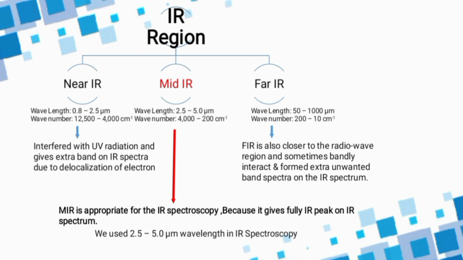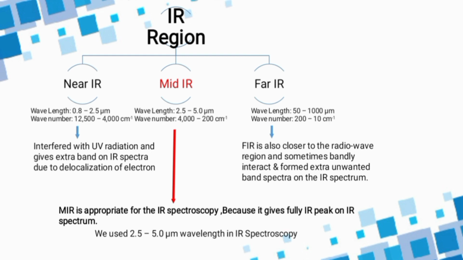There are basically three regions of infrared spectroscopy. First of all is near IR, then mid IR, and at the last far IR. All of them have different wavelengths and different wave numbers. Near IR, along with ultraviolet radiation, gives extra bands on IR spectra due to delocalization of electrons, while far IR is closer to the radio wave region and sometimes interacts and forms extra unwanted bands on the spectrum.